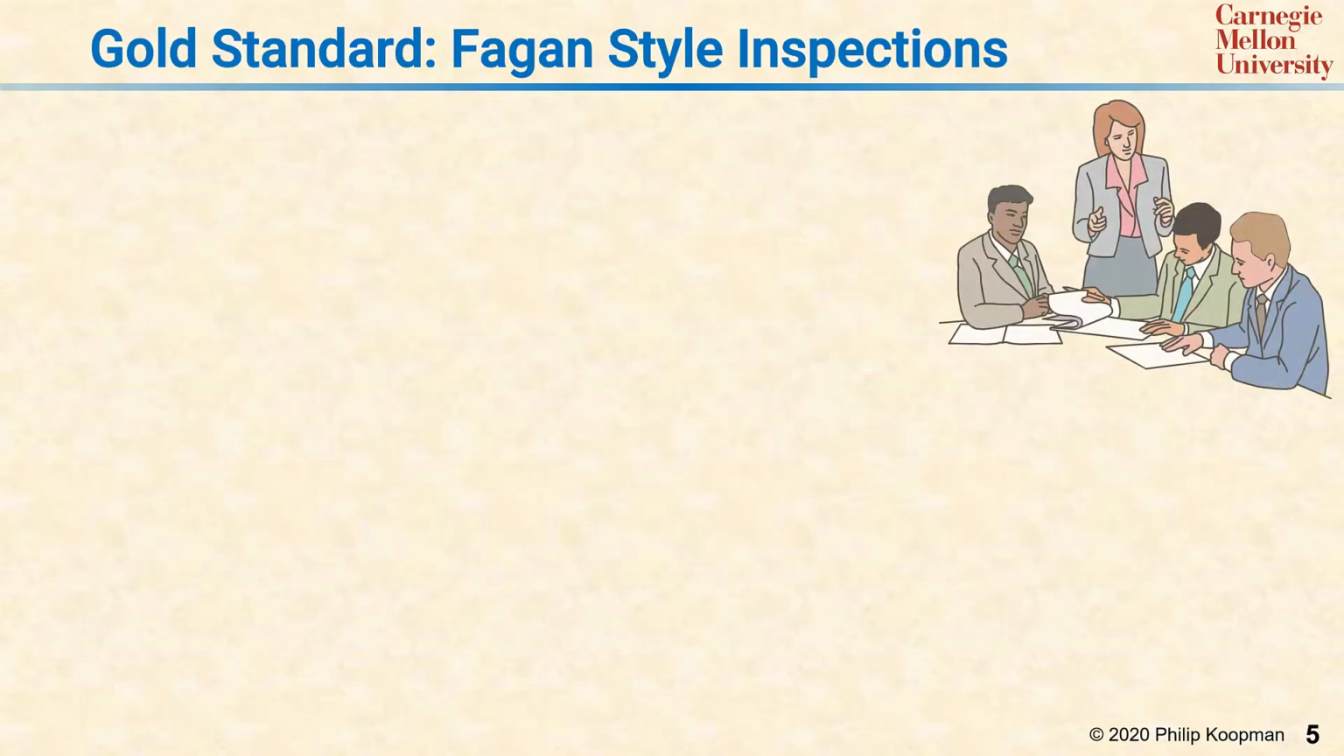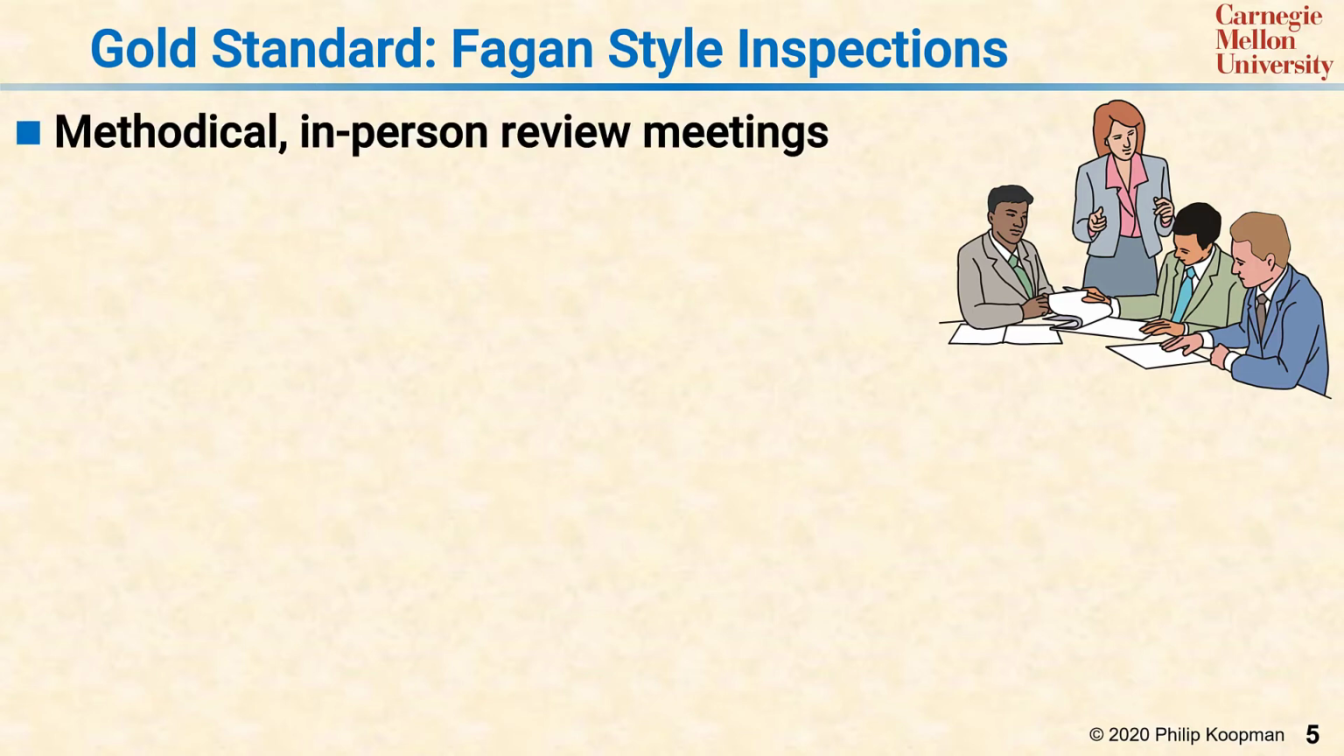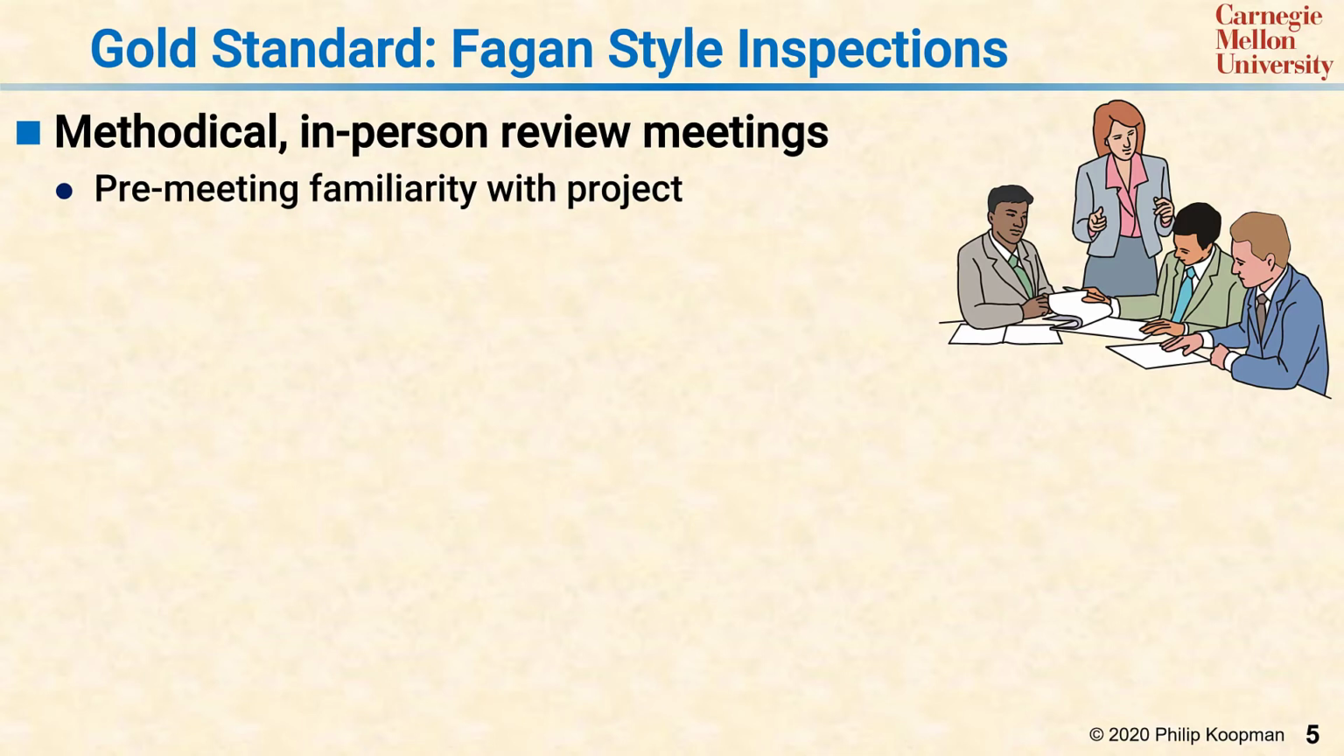The gold standard of peer reviews is called the Fagan style inspection. The Fagan style inspection involves several key factors. The most important one is that it uses a methodical in-person review meeting. The Fagan inspection process begins with a pre-meeting to gain familiarity with the project. For example, the code author might explain the general context of a set of many modules that will be reviewed. The point is not to defend the code, but rather to prepare reviewers to be properly oriented for the reviews.